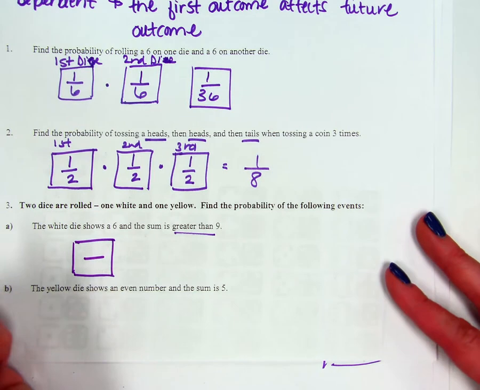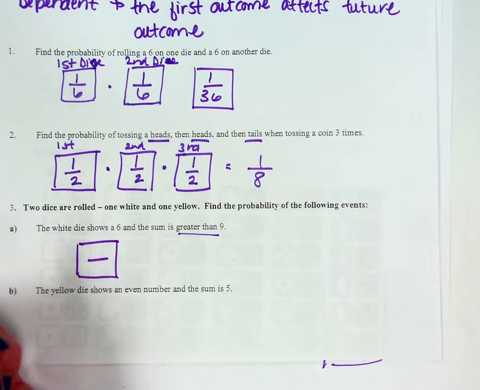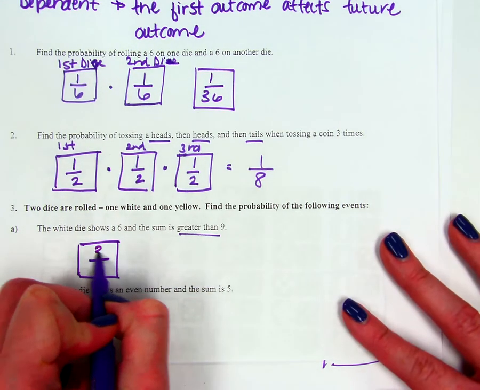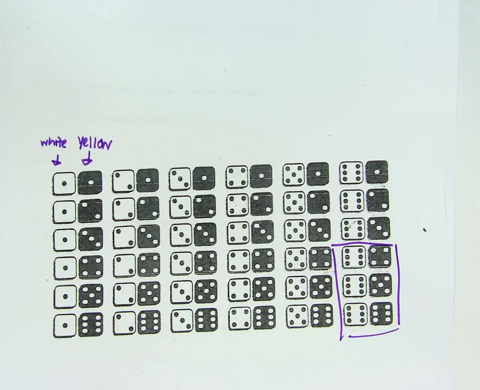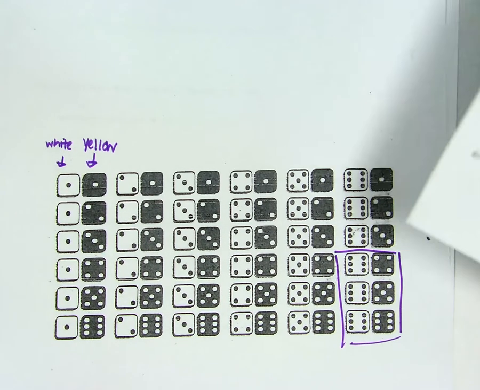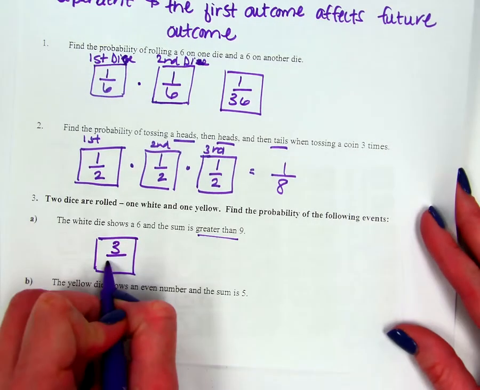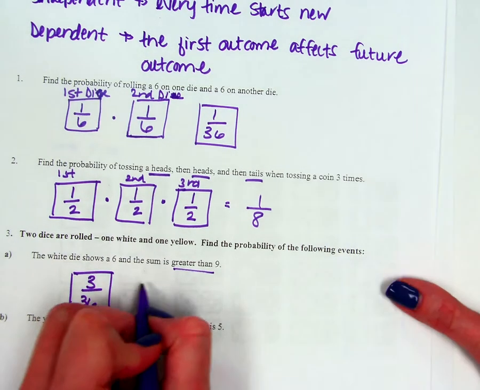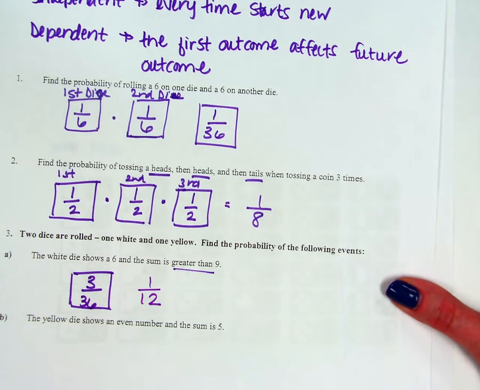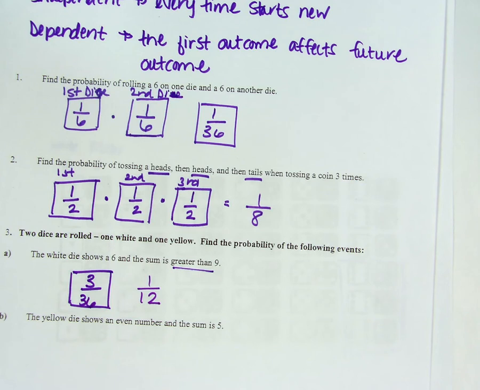Remember, our successes, so how many times are we going to meet that goal? That's 3 times, but out of our total. So out of our total sheet, we have 36 options. So it's going to be 3 over 36. So we're going to put 3 over 36, and we'll reduce that down. That comes out to be 1 over 12. Same thing again. Let's do that with B.